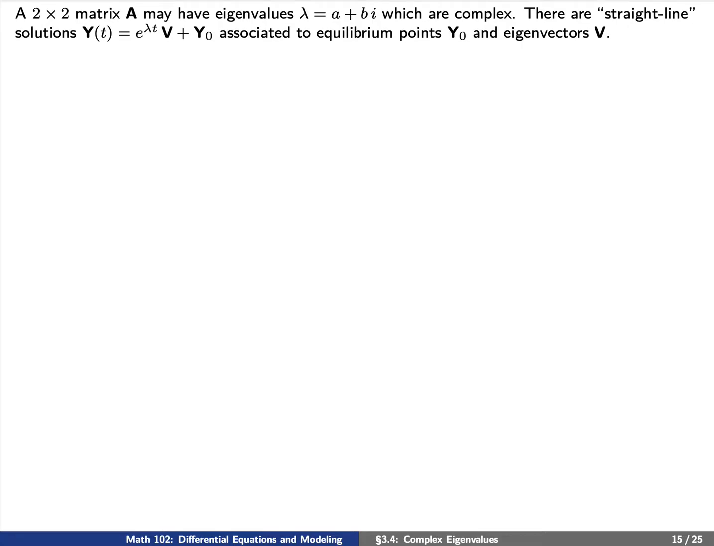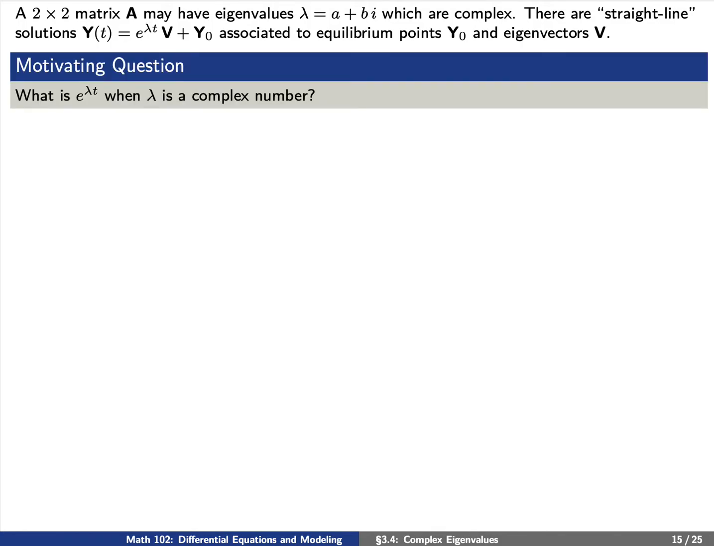Now, a 2 by 2 matrix A may have eigenvalues a plus bi, which are complex numbers. Still, there are straight line solutions, capital Y, which is e to the lambda t times an eigenvector v plus an equilibrium point y sub 0. We have here a motivating question. What is e to the lambda t when lambda is a complex number?